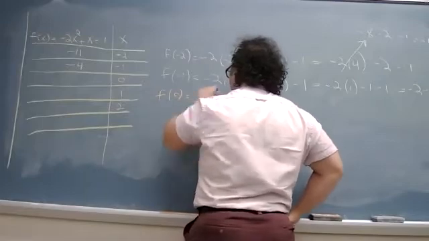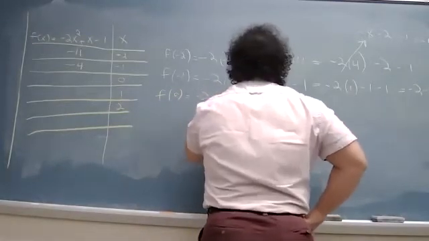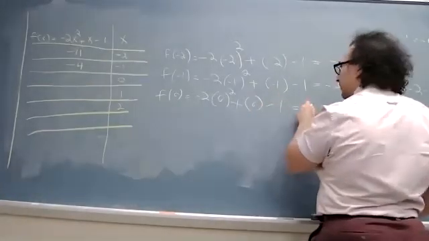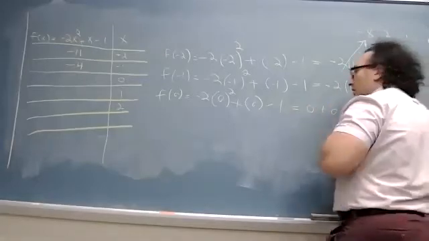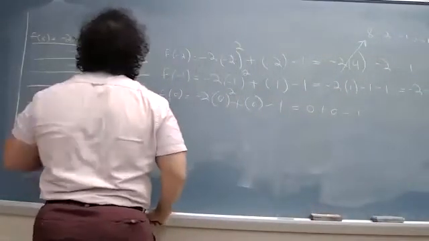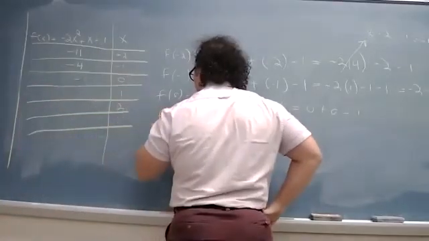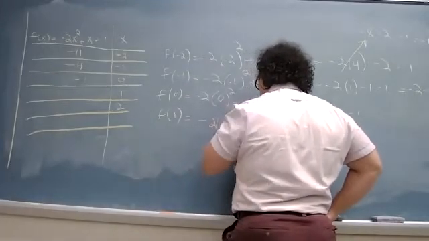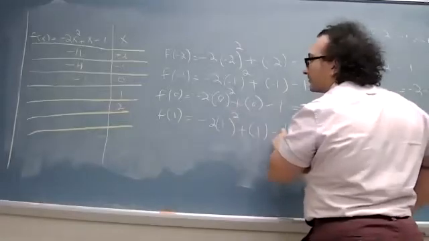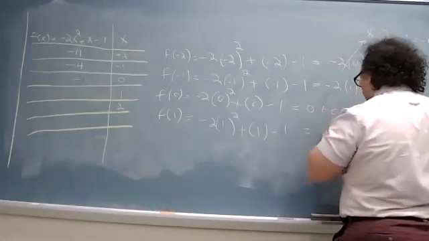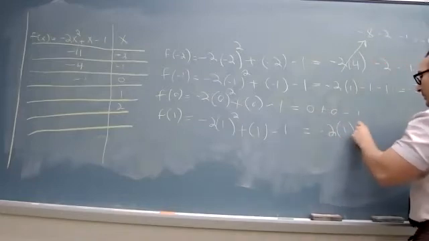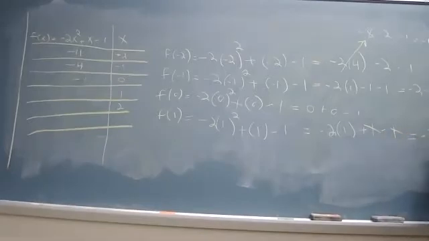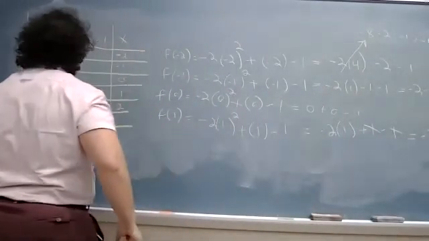What is f of 0? F of 0 is negative 2 times 0 squared plus 0 minus 1. So this ends up becoming 0 plus 0 minus 1. So what we end up getting here is negative 1. What about f of 1? That's negative 2 times 1 squared plus 1 minus 1. So this ends up equaling negative 2 times positive 1 plus 1 minus 1. These two cancel, so this ends up equaling negative 2. So I'll go over here and put a negative 2.